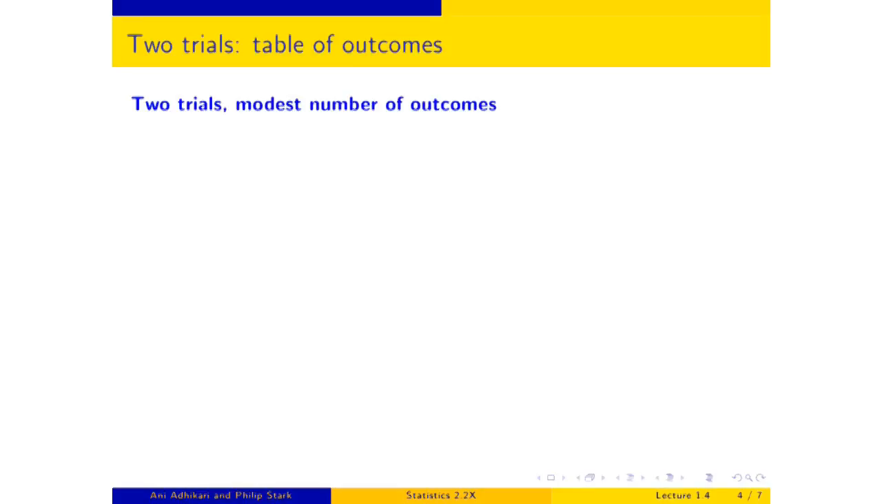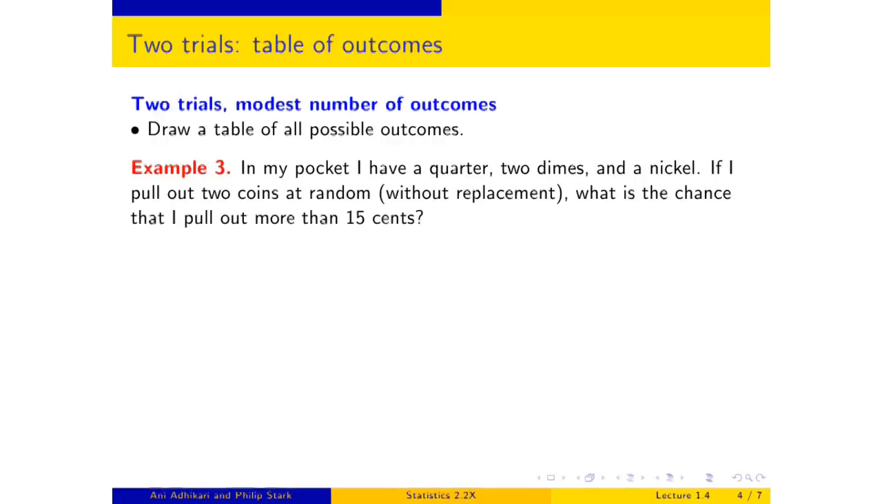And I'm going to take 2 trials with a relatively small number of outcomes, because for those situations, there is a wonderful method that allows you in one go to answer any probability question about those 2 trials. And that's the method of drawing a table of possible outcomes. Let's just do it in an example and it will become clear.